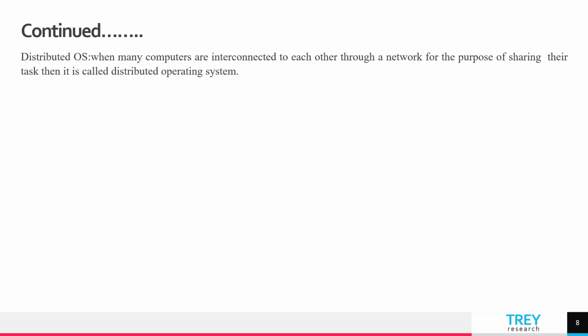We continue looking at the different types of operating systems that we have. We've also got what is called the distributed operating system. When many computers are interconnected to each other through a network for the purpose of sharing their tasks, this is called the distributed operating system. Interconnected through a network means they are connected to one network, with more than three computers connected to different computers.